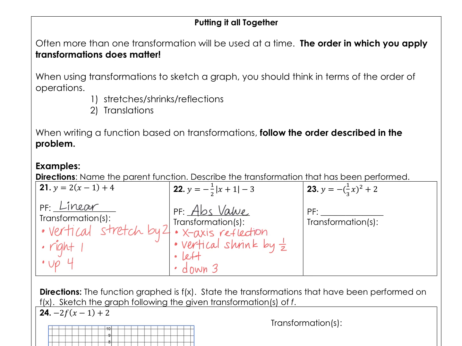This guy is, we'll talk about the parent function squared. Do you remember what it's called? Quadratic. Good work there. Okay. And it has 1, 2, 3. So the negative, the 1/3, and the 2. They all do something. See if you can figure them out.